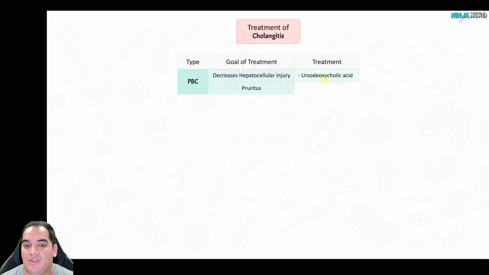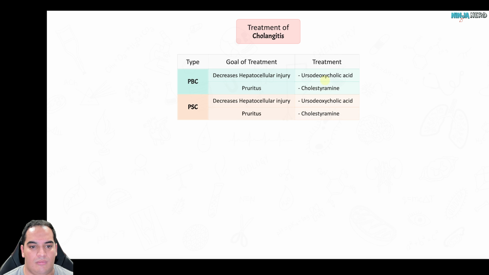For the pruritus, we have to bind up those bile salts. And so what we do is we give them something called cholestyramine, which really helps to eliminate a lot of the bile salts. Believe it or not, for PSC, it's the exact same thing. You're trying to reduce the risk of them developing massive liver injury and progressing to cirrhosis and needing a liver transplant. So ursodeoxycholic acid has been shown to have that anti-inflammatory effect.